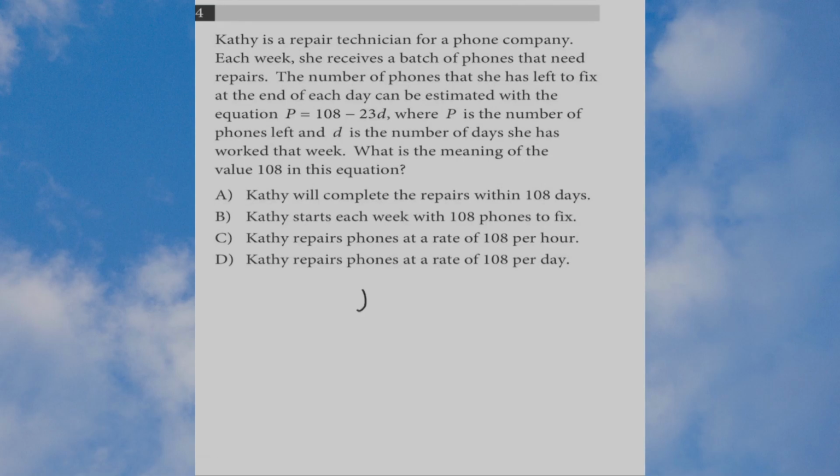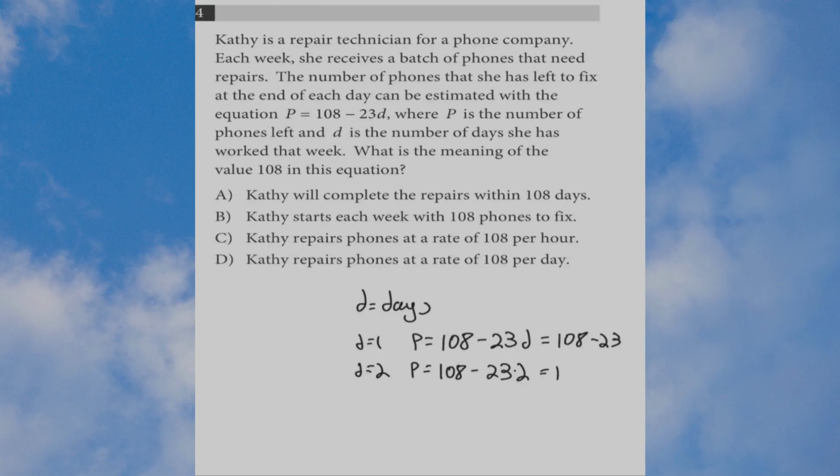If D is the number of days, let's say D is equal to 1. What does the equation look like? P is equal to 108 minus 23D, where P is the number of phones left. D is equal to 1. This is the same thing as saying 108 minus 23. When D is equal to 2, P is equal to 108 minus 23 times 2, which is 108 minus 46. It seems like the 108 continues to decrease.